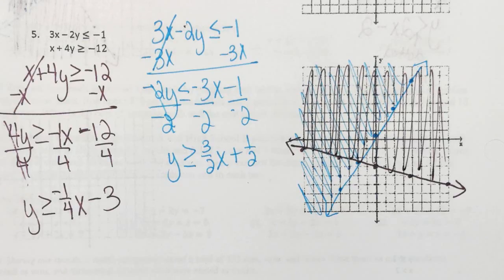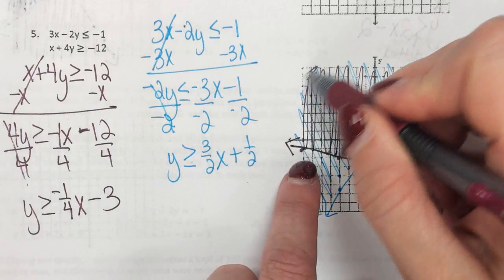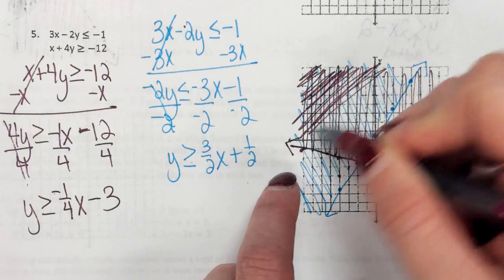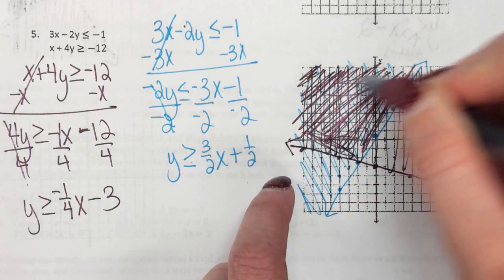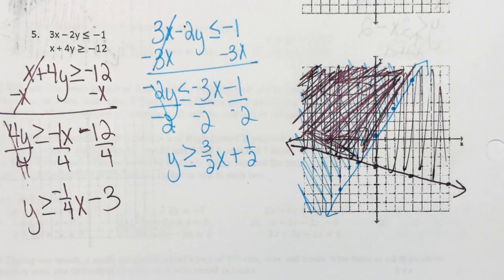All right, and when you graph them and you shade them and all that good stuff, the only thing you're worried about is where the shading crosses, which is in this section right here. So you just shade that part really, really dark.